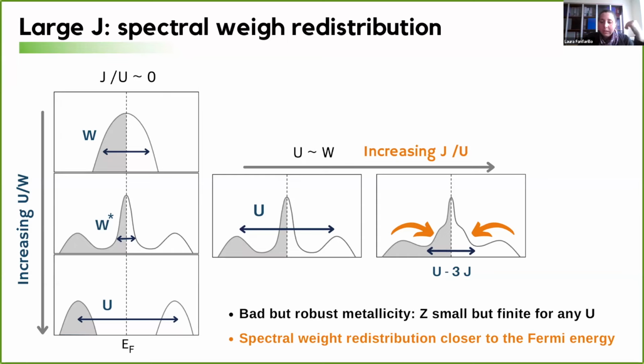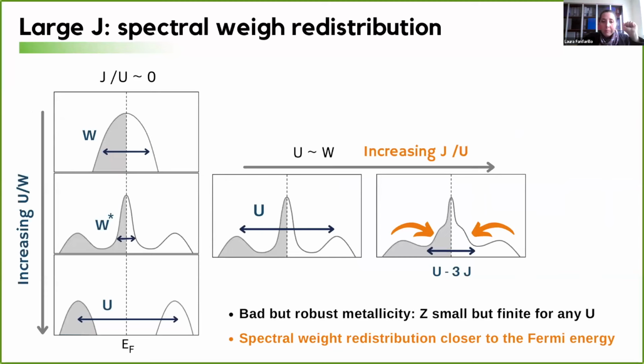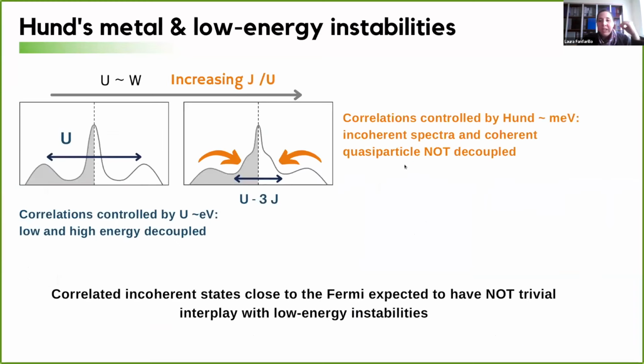And this is the final picture that we see here, in which the upper bands are the structure from which the quasi-particle peak emerges. This is the crucial information that I'm going to use for the rest of my talk. It also gives us a guess of what we are going to find, because when correlations are controlled by U, there is a very nice separation between the physics of the quasi-particle peak at low energy and the physics of the Hubbard bands at the energy scale U, which is usually of the order of the electron volt.